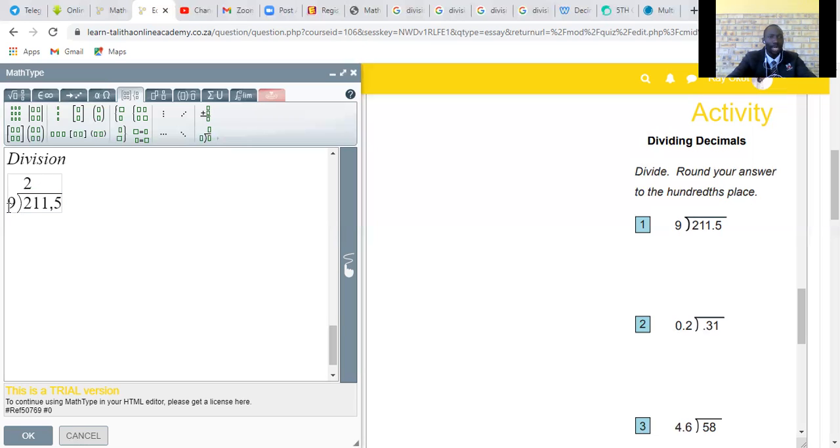Now 2 times 9. Okay, what will 2 times 9 give us? 2 times 9 will give us 18. Okay, and so in the next step, we subtract. Okay, here we will subtract. We want to see what happens. So we will subtract.